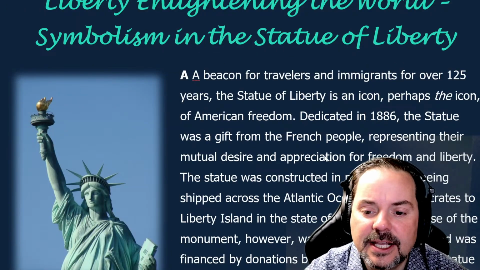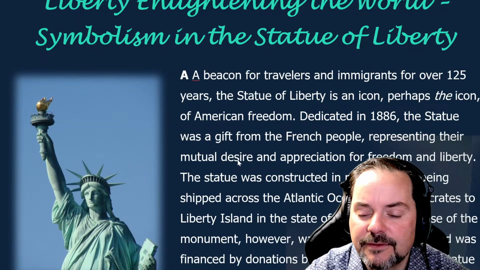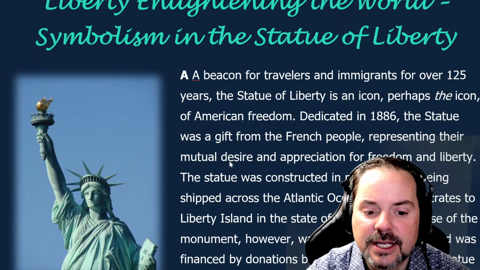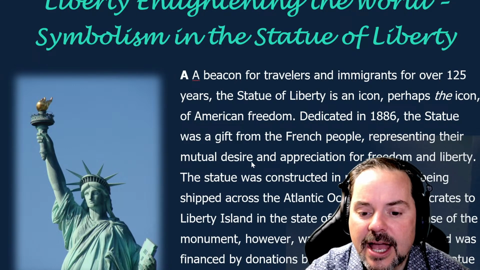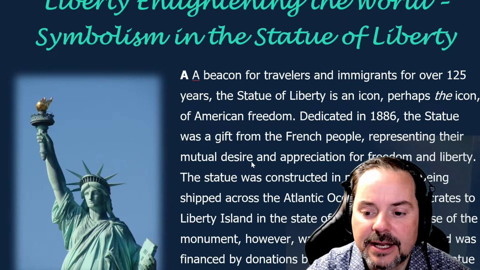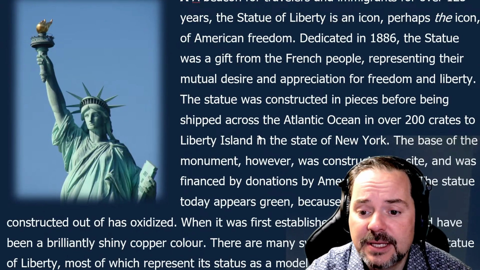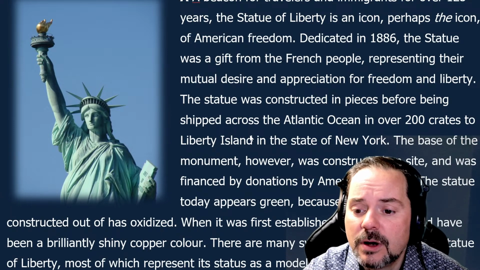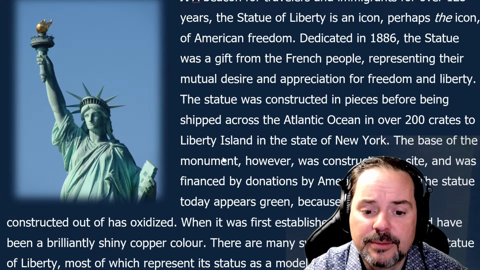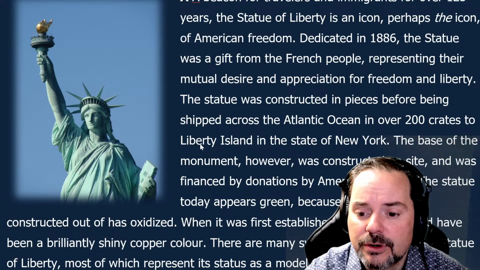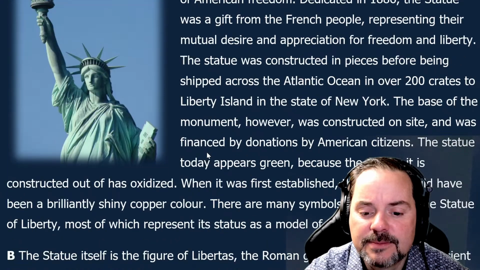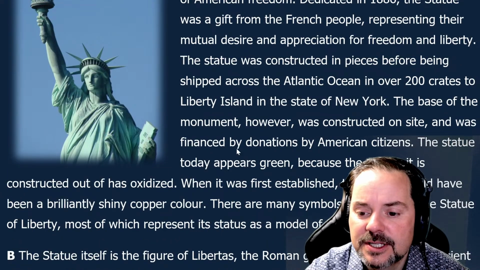Dedicated in 1886, the statue was a gift from the French people, representing their mutual desire and appreciation for freedom and liberty. The statue was constructed in pieces before being shipped across the Atlantic Ocean in over 200 crates to Liberty Island in the state of New York. The base of the monument, however, was constructed on site and was financed by donations by American citizens.